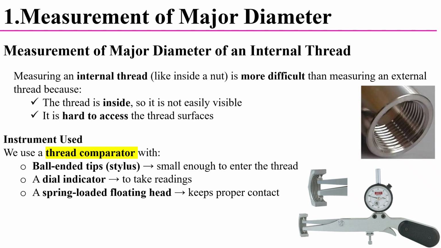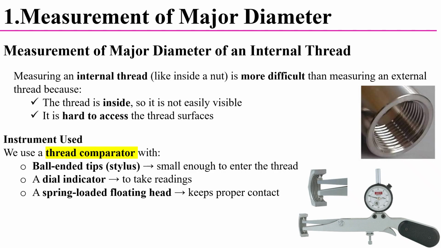Measuring the internal thread is somewhat difficult compared with the external thread, because the internal thread is inside, so it is not easily visible, and moreover it is very hard to assess the thread surfaces. In this regard we have to use a specialized instrument, the thread comparator. With the help of the thread comparator we can determine the major diameter of the internal thread.